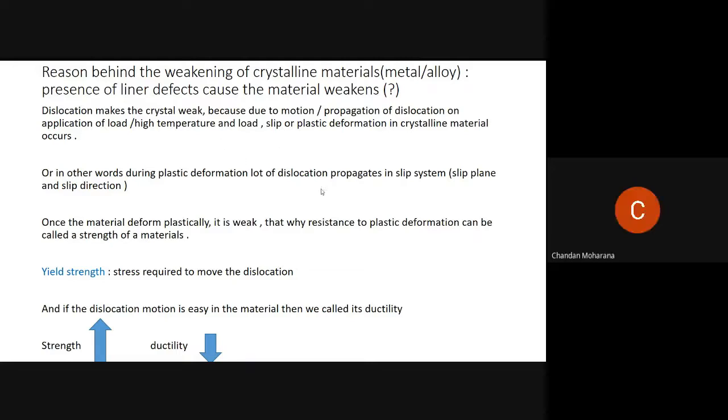Strain hardening? No, sir, we have to maintain an optimum level between strength and ductility. No, that is, you are talking about toughness.